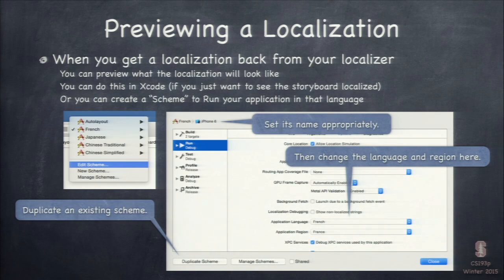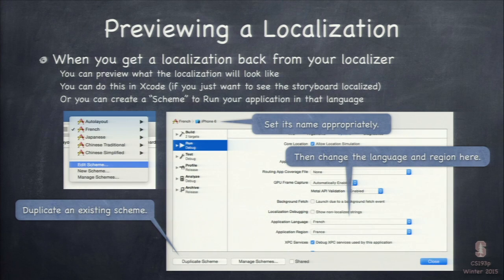Now, if you want to run in that other language, like French, you just hit that pop-up, pick French, hit Run. And it's going to run using that language and locale. It's a really cool, fast way. You can check 10 languages really quick. You added a new feature or a new translation came back in, you just click Run, check it out, back and forth.